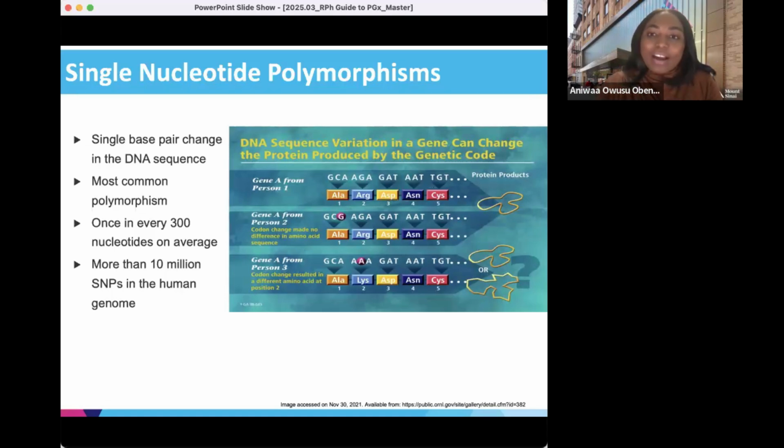In fact, if you don't have one, you'd probably be the abnormal one, right? So it's normal to have a SNP. However, not every SNP results in a defective protein.